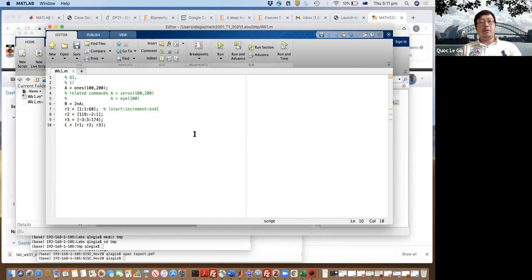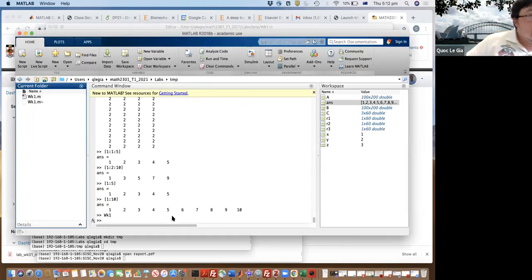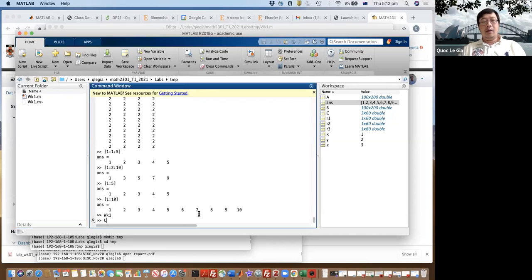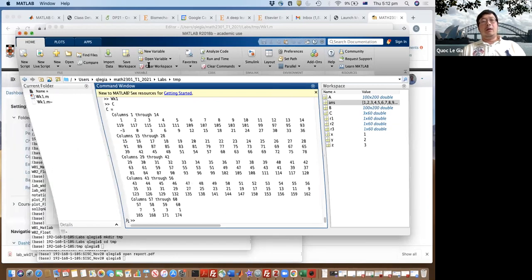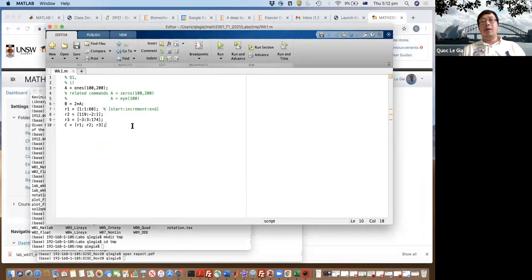So you run it. If you hit the run button, you will see that the matrix C will start from 1, 2, 3, 4, 5, then 119, 117, 115, and the next row is -3, 0, 3, 6, and so on. Okay, so that is how you define the matrix C. Now how about the matrix D?